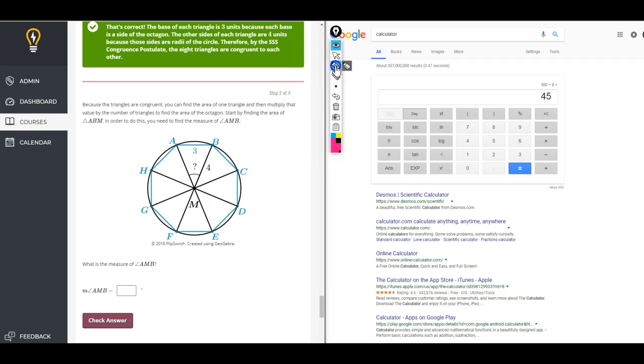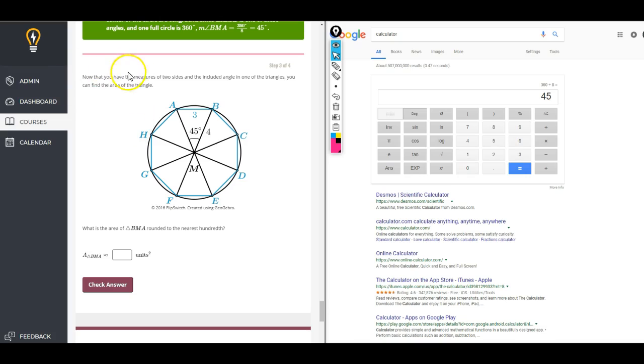In order to do this, you need to find the measure of angle AMB. So we already found that because I had explained to you the side angle side. To recap, since there's 8 triangles, each of these angles breaks up 360 degrees. So 360 divided by 8 leaves us with 45 degrees. So that angle is 45 degrees. Step 3: now that you have the measures of 2 sides and the included angle in one of the triangles, you can find the area of the triangle.